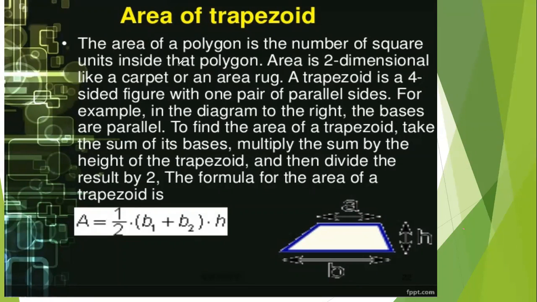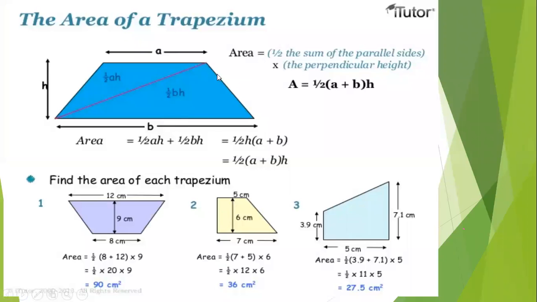Then in case you also want to use this, if you call the shortest side A and the longest side B, those are the parallel sides A and B, then you can use this formula here. Some examples are here where A is 12 and then B is 8, as you can see. These are some of the examples. You can see the height is this perpendicular distance here.